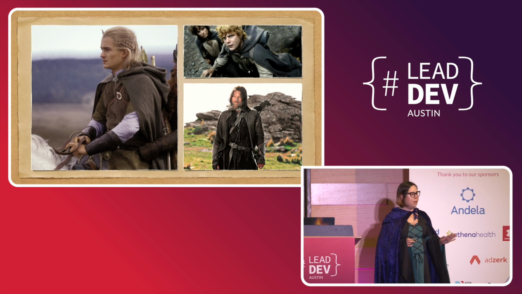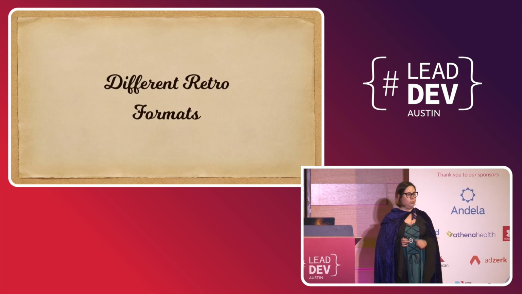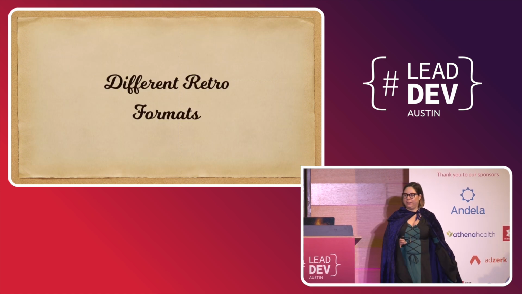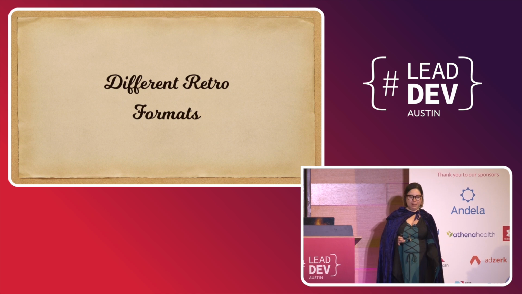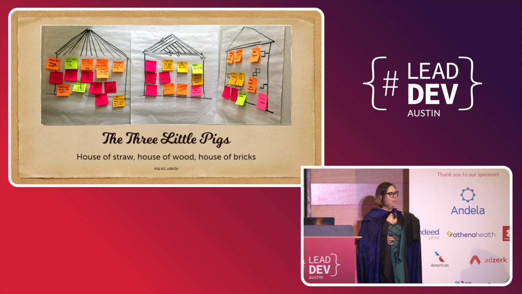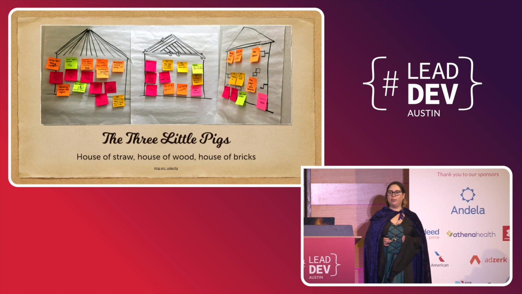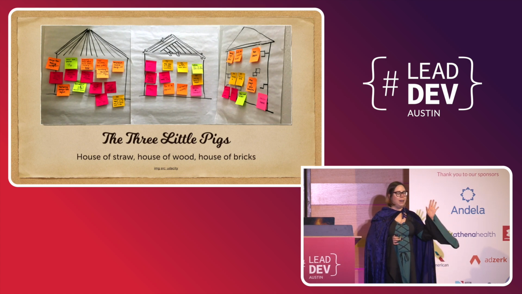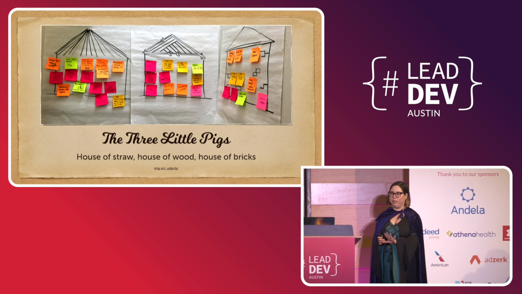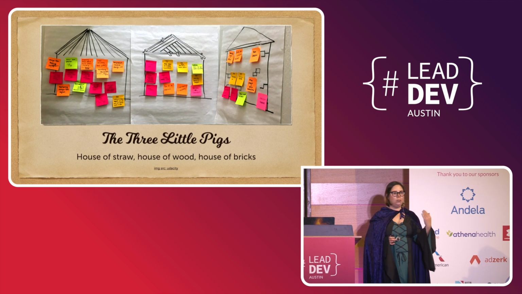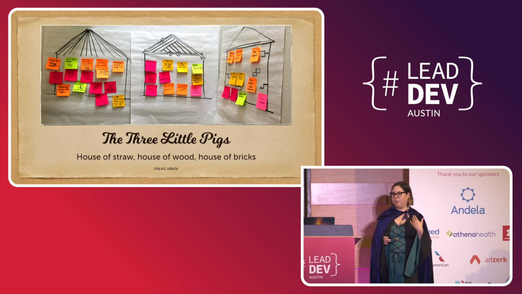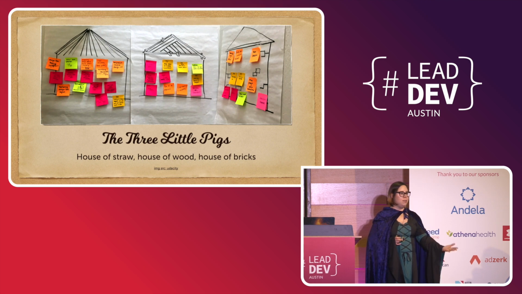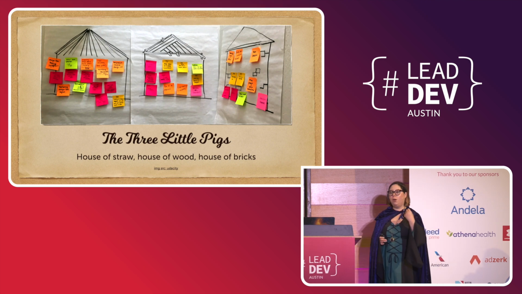Now, some of the formats that they tried include the Three Little Pigs. So for this format, the team drew on a whiteboard a house of straw, house of wood, and a house of bricks. And then the team took turns writing down aspects of their tech stack that they would consider to be in the house of straw, wood, or brick.